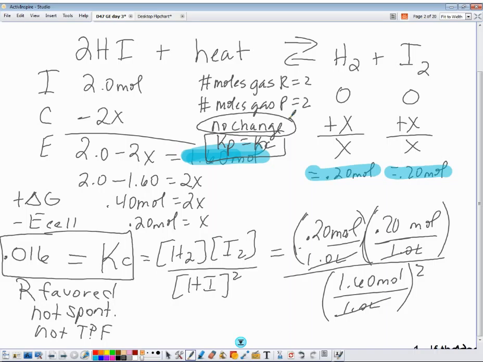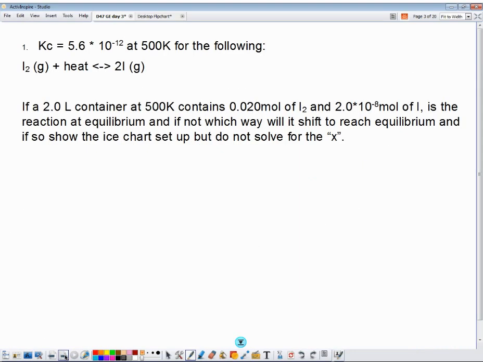All right, so we're ready for question number 2. Question number 2 says this. Kc is 5.6 times 10 to the minus 12 at 500 for the following: I2 plus heat yields 2I. All right, let's bring that down here. I2 plus heat, both of these, number 1 and number 2, are endothermic, yields an equilibrium 2I.